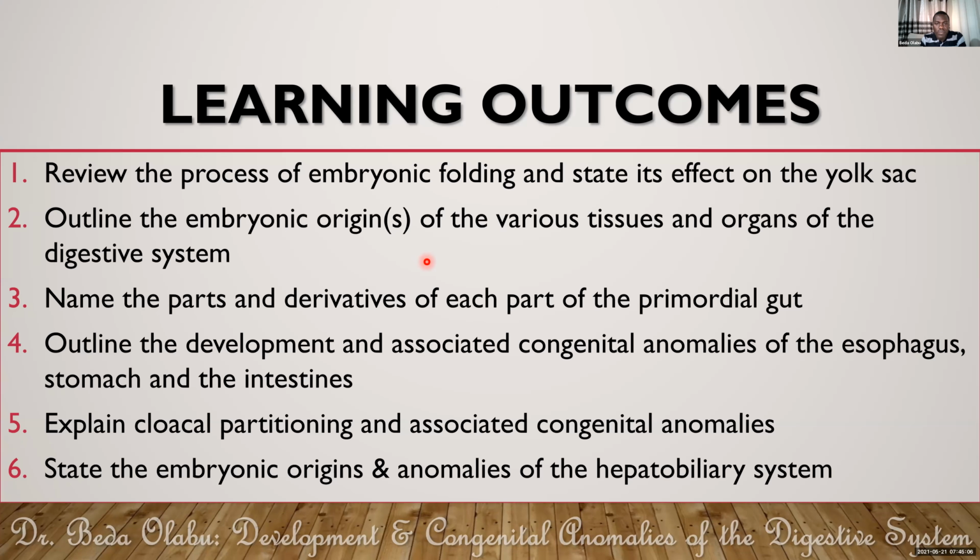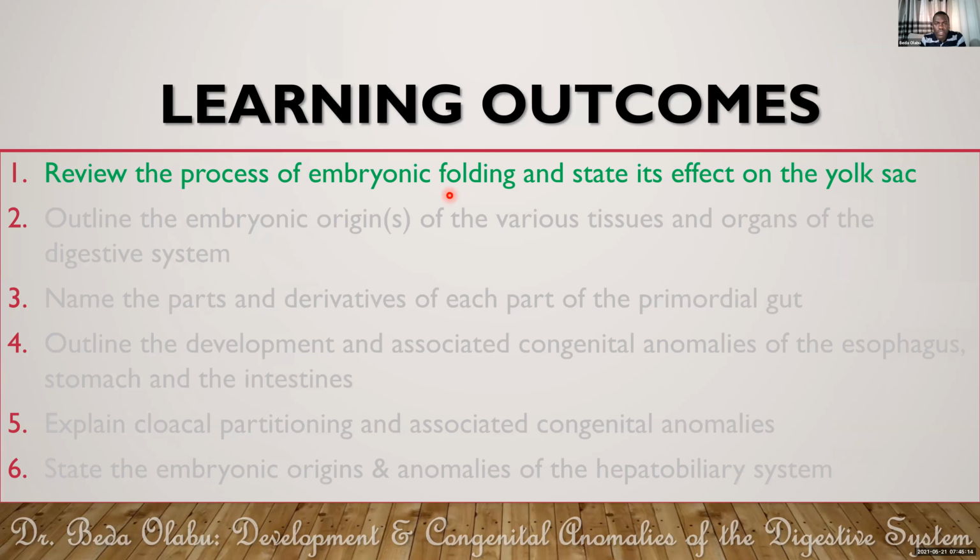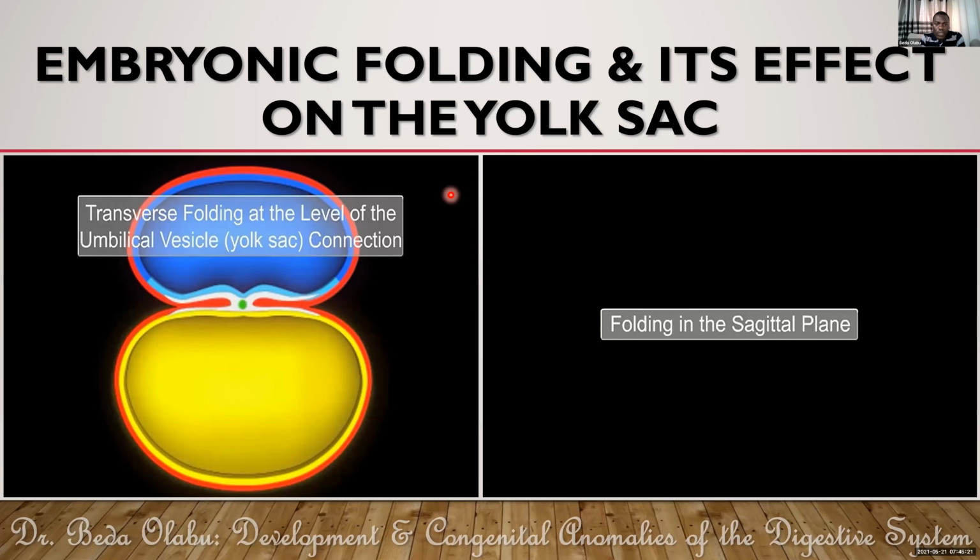So that is the roadmap. Let's focus on the first agenda, embryonic folding and its effect on the yolk sac. So we know that the embryo folds in two axes. There is folding in the transverse axis, that is also called the lateral folding. And there's folding in the sagittal plane, which you also call the craniocaudal folding.